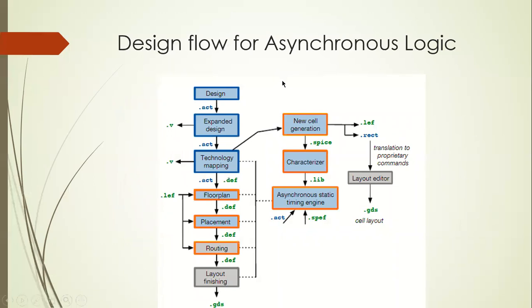Design flow for asynchronous logic. Design, expanded design, technology mapping. Technology mapping is divided into new cell characterizer, and new cell is further divided into layout editor, technology mapping, floor plan, placement, routing, layout, finishing. All are divided into asynchronous static timing engine.